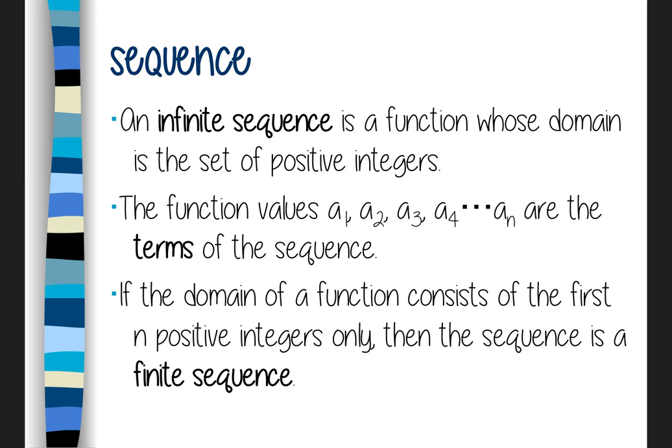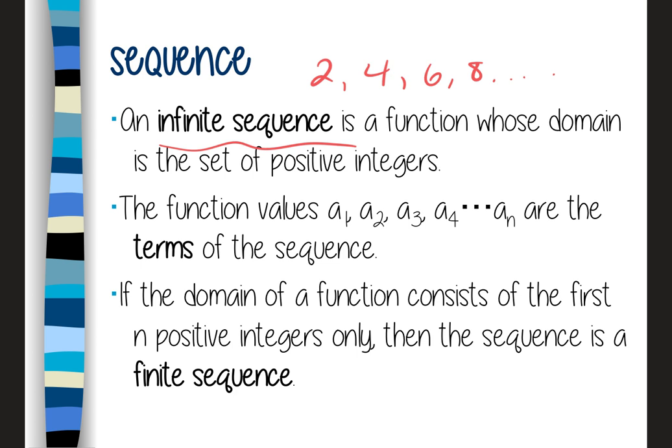Infinite sequence means it doesn't have an end. An example of an infinite sequence could be all the even numbers: 2, 4, 6, 8, and it would never end, okay? That's your infinite sequence. It has some sort of a pattern. The function values are called the terms of the sequence. So if I were to refer to 2, 4, 6, 8, ... then A1 is 2, A2 is 4, A3 is 6, A4 is 8, and any term in that sequence is that AN notation.